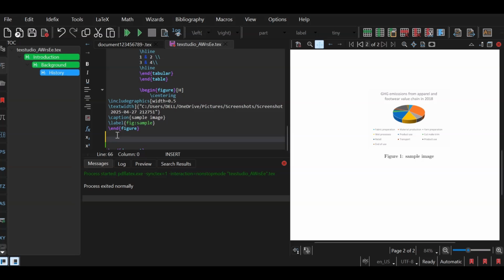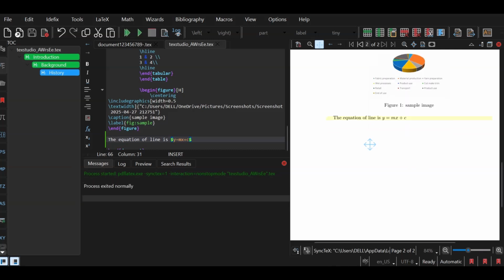And there are two main types of math mode. First is inline math mode and the second one is display math mode. For inline math mode, you use it for a short equation inside a sentence, like you want to write a sentence and in between you want to write a small equation. So how to write this? Begin with your sentence, like the equation of line is, and mention a dollar sign to write the equation y is equals to mx plus c, and then just compile and your sentence with the equation appears in your PDF file.